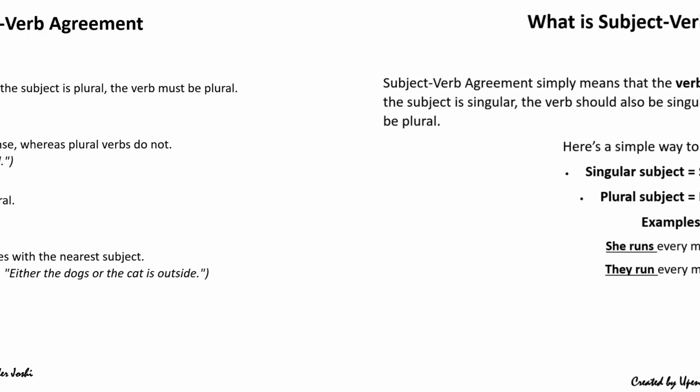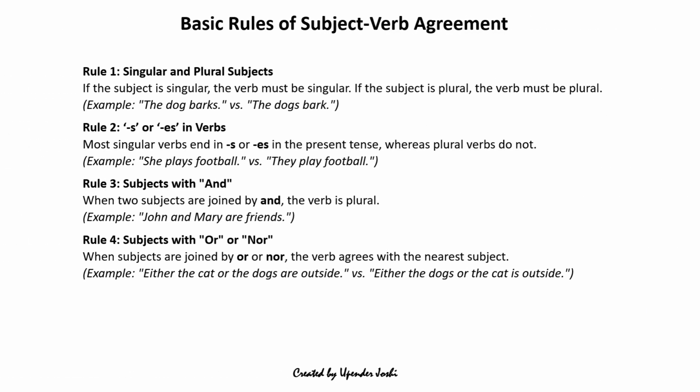Now let's discuss some basic rules you need to follow for subject-verb agreement. Rule 1. Singular and plural subjects. If the subject is singular, the verb must be singular. If the subject is plural, the verb must be plural. Example, the dog barks versus the dogs bark.